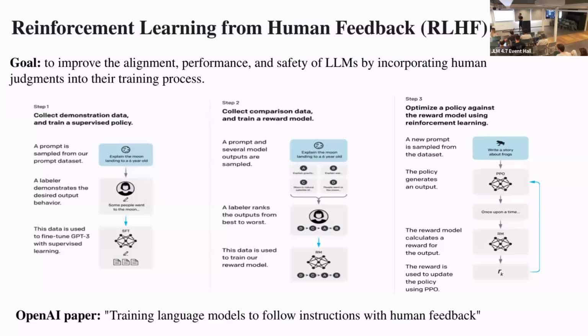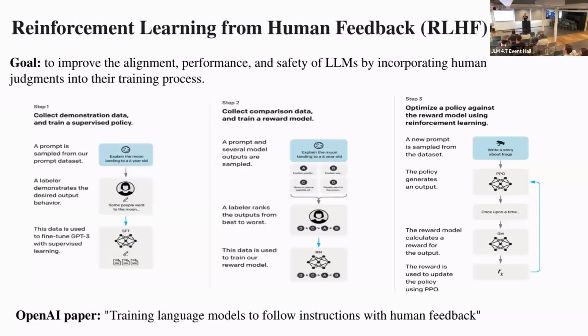We can see here in step one what they did: they collect the demonstration data. Given some prompts, they use humans to write a desired output. So this is real data that humans wrote for them. And then they use this data to fine-tune GPT-3 with supervised fine-tuning.